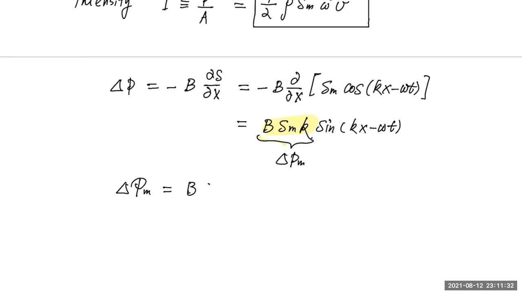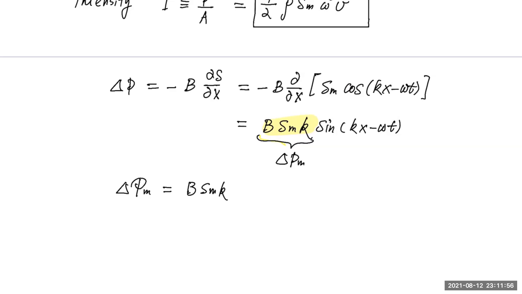So delta P maximum equals B K S maximum. See how they're related: the amplitude of the displacement wave and the amplitude of the pressure wave are proportional to each other, which makes sense because when the particles move with greater amplitude, they compress and decompress the air more, and therefore cause a greater change in the air pressure.